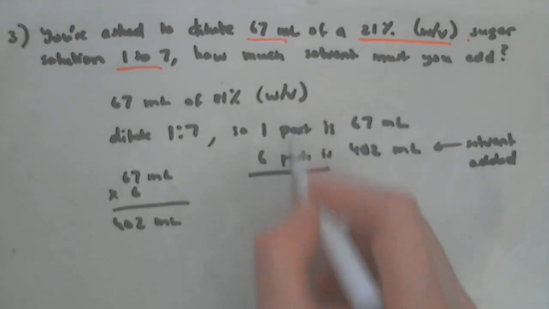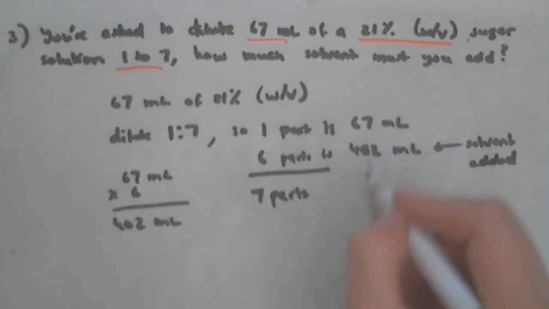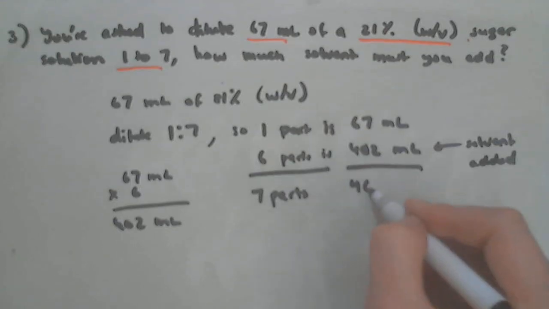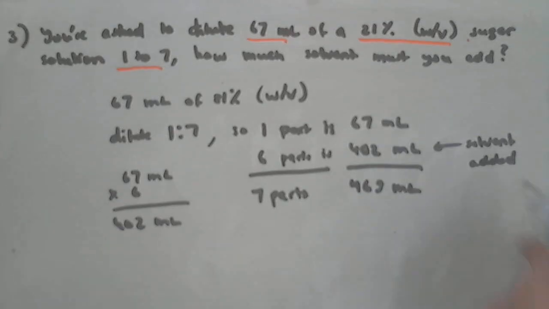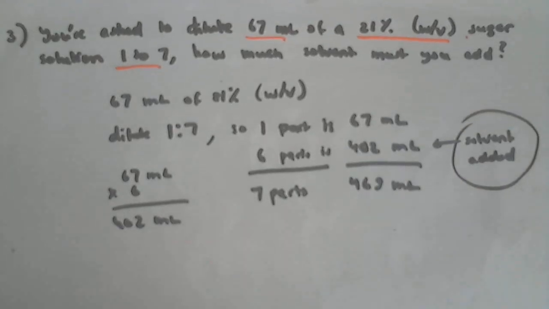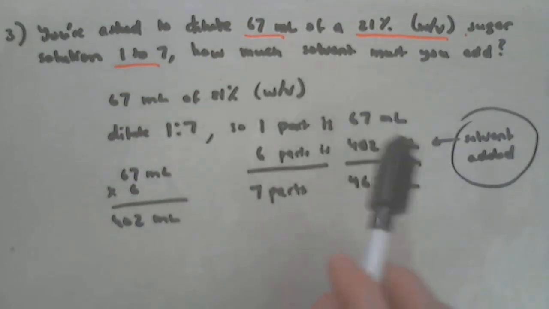And in the end, 1 plus 6 is going to equal 7 parts. And our total volume, 67 plus 402, is going to be 469 milliliters. So that's going to be our solvent added. Sounds good? So it's pretty much a multiplication problem. Let's go through it one more time.